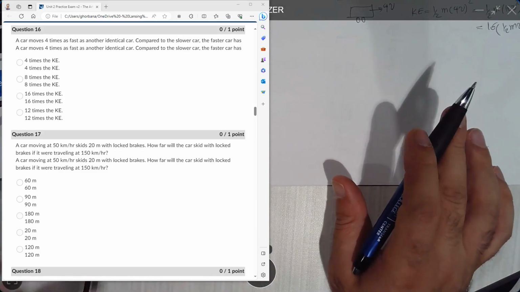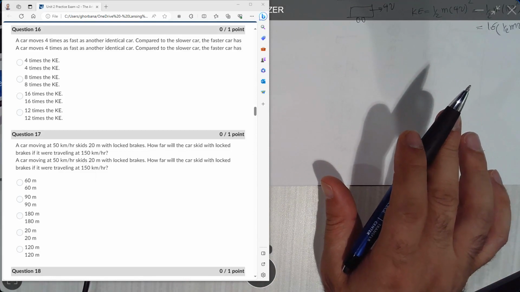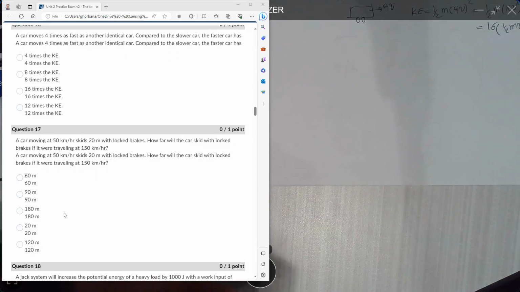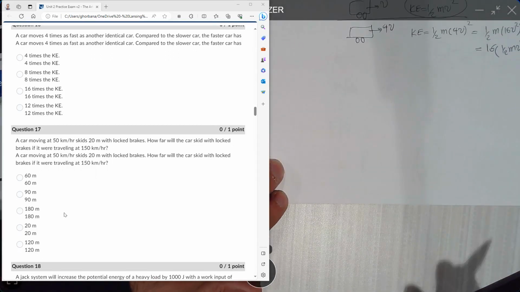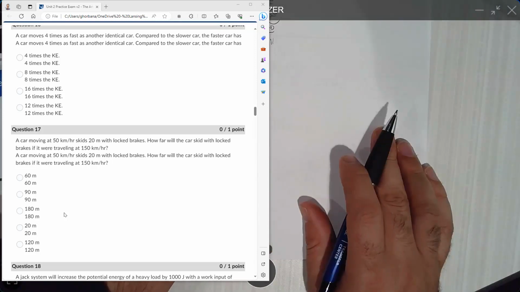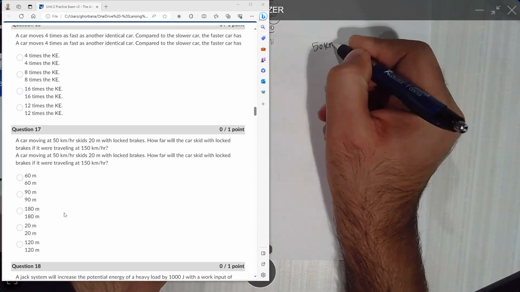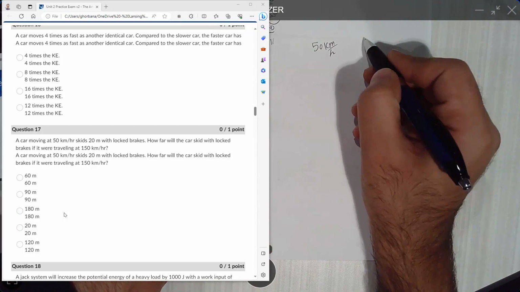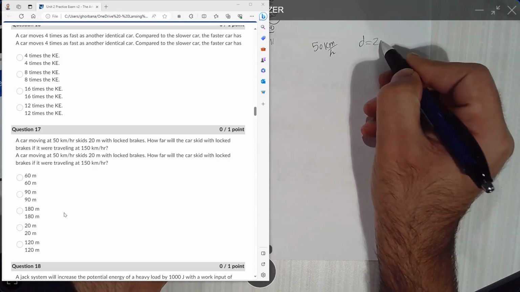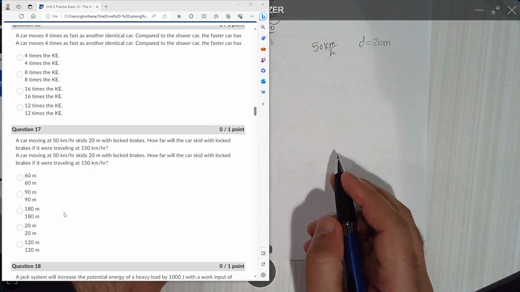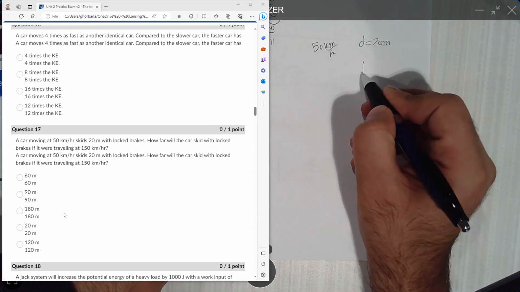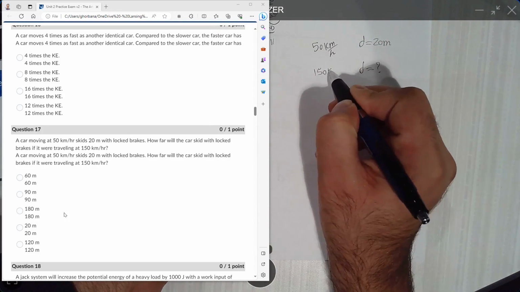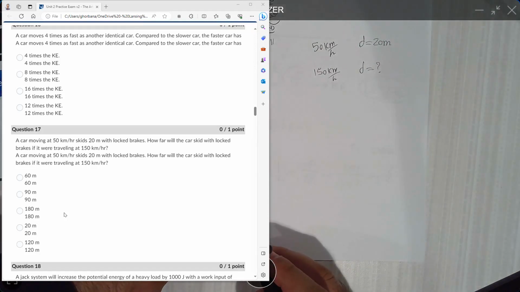So a car moving with 50 kilometer per hour skids 20 meters. So it means that its stopping distance is 20 meters. How far does the car skid? What is the new stopping distance if the velocity of the car becomes 150 kilometer per hour? Okay, 3 times bigger.